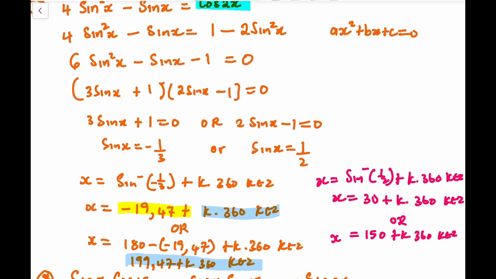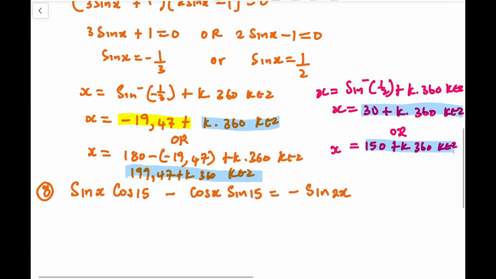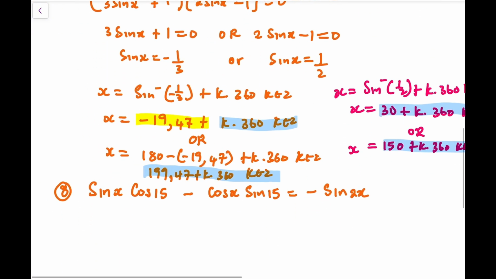And then we have 2 solutions again, so this one and that one. And then we are done with number 7. So we are almost done with these solutions. So number 7, we are only left with 4. Now number 8.